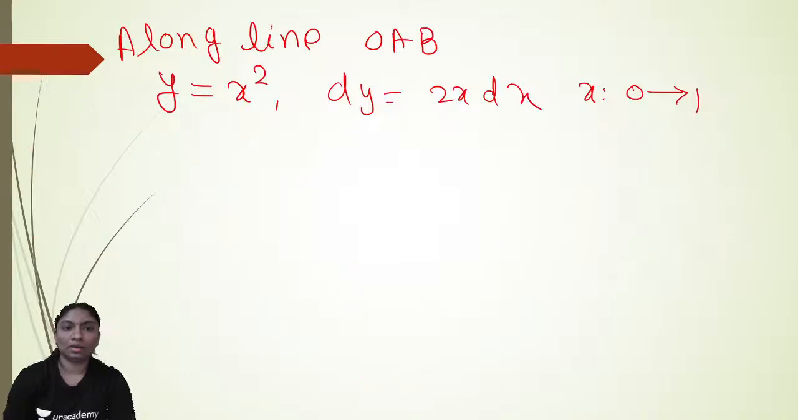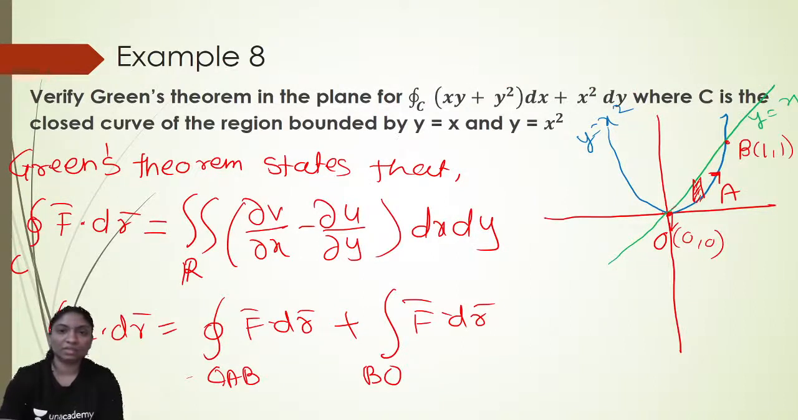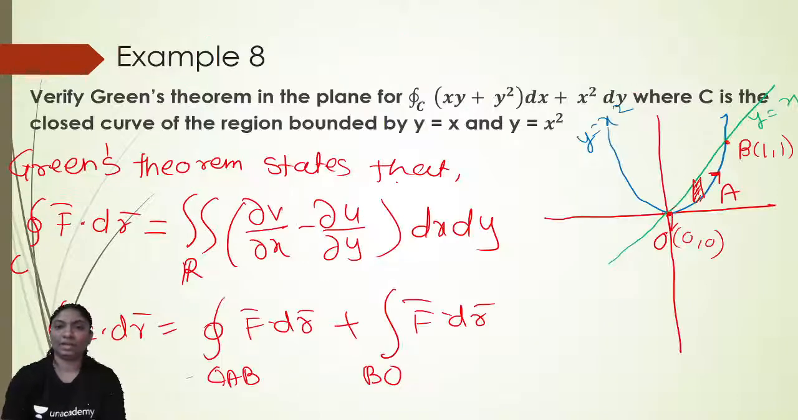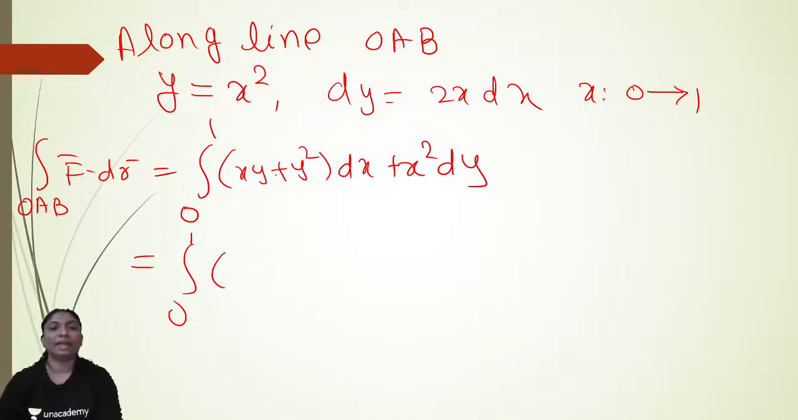और क्या है? Okay, so we'll elaborate the line integral over OAB f bar dot dr bar. So you will get integral along OAB, x from 0 to 1. तो हमारा f bar क्या है, xy plus y square into dx plus x square dy, which is equal to integral from 0 to 1 x into y, y is equal to क्या है x square, right.